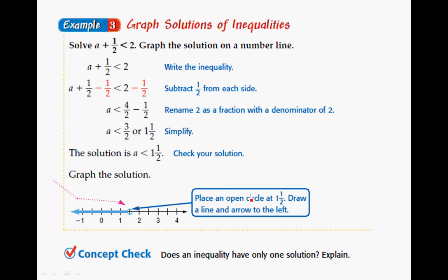All right, and here's another example of graphing. So you can write this down and study it, and they explain the exact same thing that we just did on the previous slide. The concept check, does an inequality have only one solution? Well, if you look at the graph, you'll notice that the open point means that we can't use 1.5, but we have all these other solutions that we could use. So the answer is yes, we do have more than one solution.